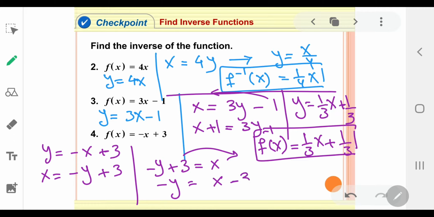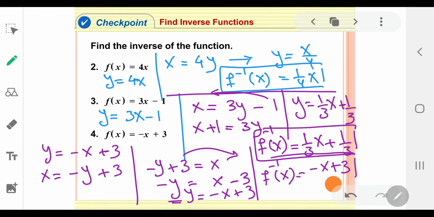It's x minus 3. Now divide both sides by negative 1. So when you multiply the whole equation by negative 1 or divide it by negative 1, you directly change the signs of each term. Using the inverse notation, it is negative x plus 3. I hope you all did it correctly.